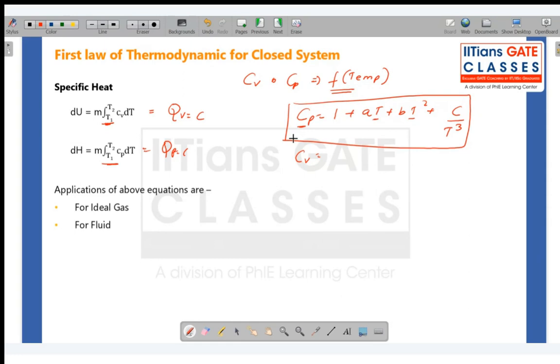Now, but for most of our applications, most of our problems in any competitive exam, we assume that Cp and Cv are constant. They are not changing much with respect to temperature. So we take their average values. For example, for ideal gas, we can just take heat transfer at constant volume is equal to dU is equal to m Cv average (T2 minus T1). Simple.